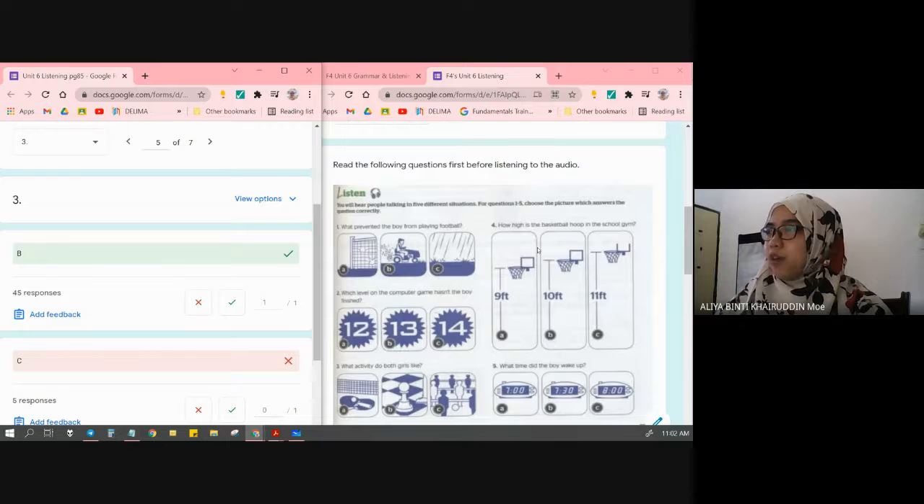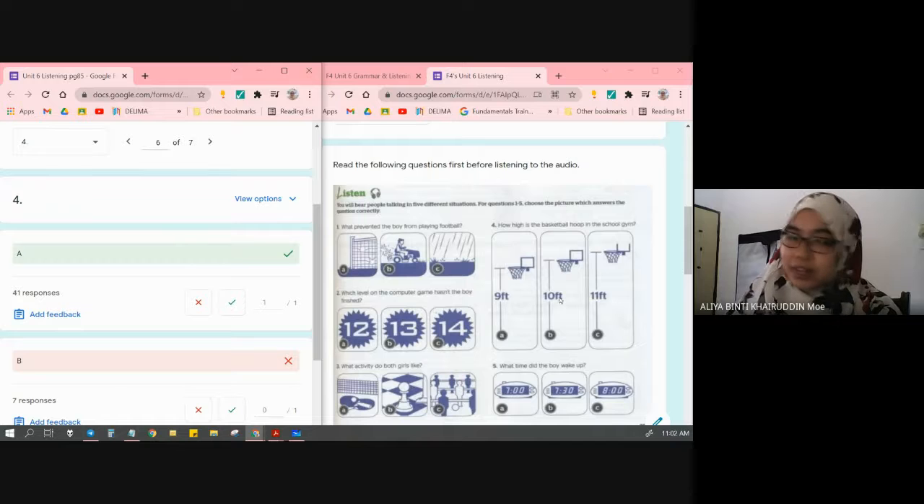Okay, now, number 4, this one is quite tricky because it doesn't give a straightforward answer, okay? How high is the basketball hoop in the school gym? Okay, so focus in the school gym. Okay, so the answer for number 4 is A, all right? It said that the basketball hoop that the girl is playing right now is 10 feet. But then the coach said that in school gym, it is 1 feet less or 1 feet lower. All right. So the answer is A.